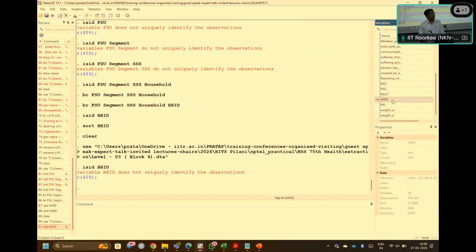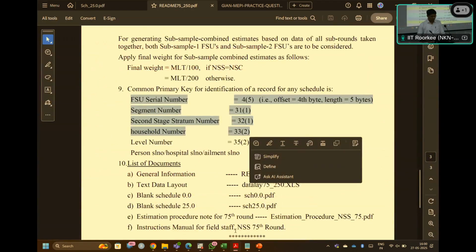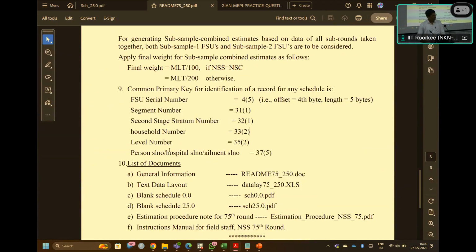Now we have to add other variables in order to prove that the variable we created is actually uniquely identified. So we have to add these two, level number and person serial number. Within a household, they have clearly defined whether the household is a unique family or a divided family. If it is a divided one, then what is the serial number of the person who is staying inside the family? So some classification they have very clearly mentioned.